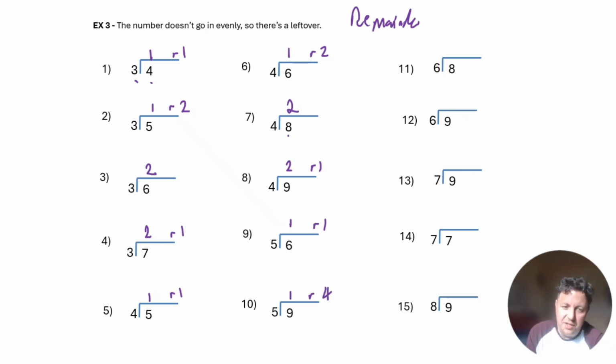So we can see, obviously, it would have gone twice if there was 10, but that's why we have the remainder of 4. Have a look at the others as a bit of a practice. Now we're going to move on to the fourth exercise.